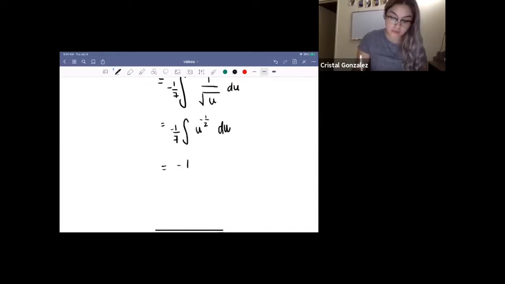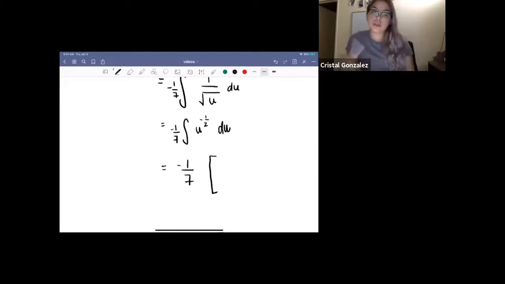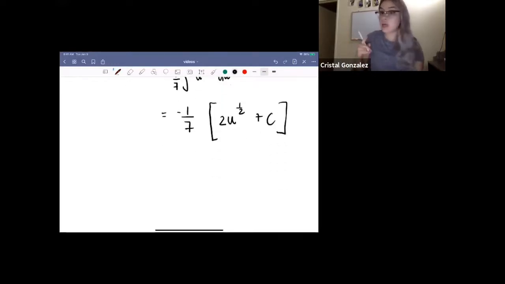Okay. And now after that, we just apply the power rule for integration, and we'll get negative 1 over 7 times, and since we are integrating now, we can get rid of the integral sign, 2u to the 1/2, because if we add 1 to this, we're going to get positive 1/2, and remember we have to divide by that new exponent, which, if you divide, will just give the reciprocal. And then we can't forget about our plus c over here because guess what? It's an indefinite integral and not a definite integral. So indefinite integrals need this plus c.